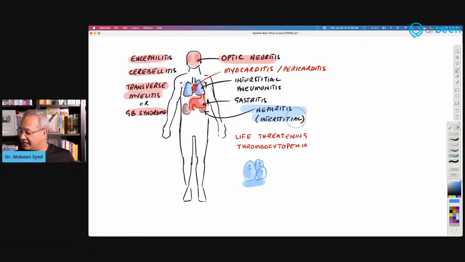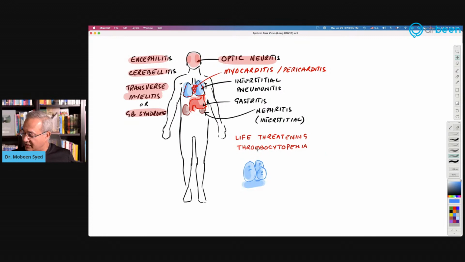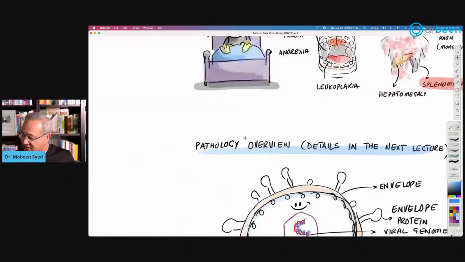Gastritis can occur, nephritis or swelling inside the kidney tissue, and that also is interstitial, not the nephrons or the functional part of the kidney, but the tissue, connective tissue of the kidney. Life-threatening thrombocytopenia can occur. So these are the signs and symptoms.